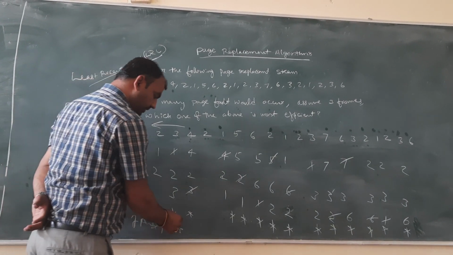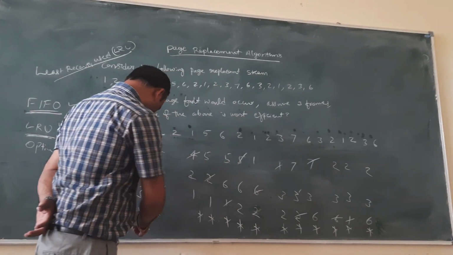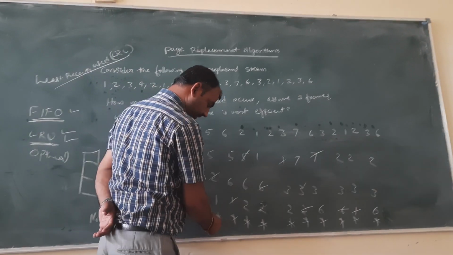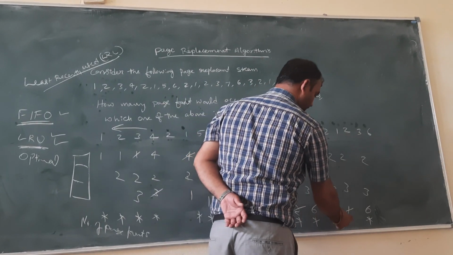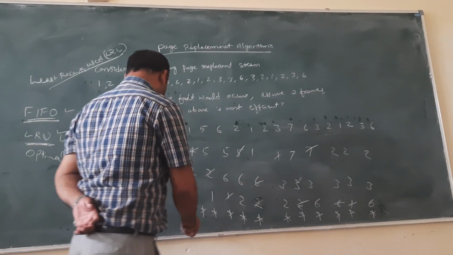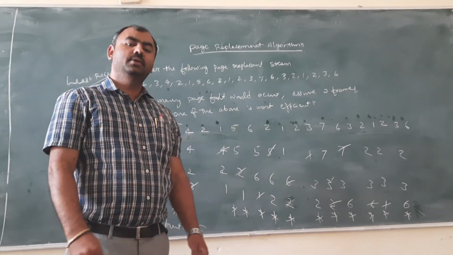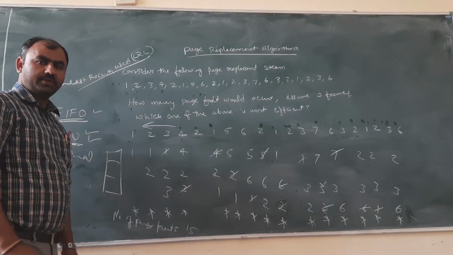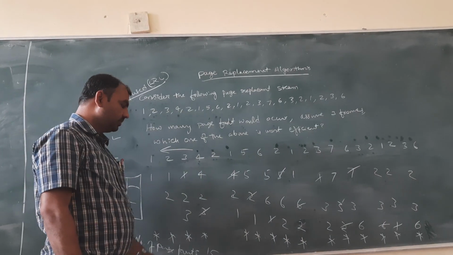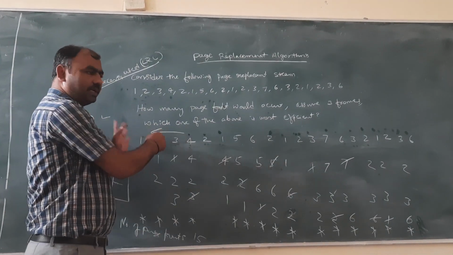So 1, 2, 3, 4, 5, 6, 7, 8. So 4, 5, 6, 7, 8, 9, 10, 11, 12, 13, 14, 15. Okay. Number of page parts, 50. You need not worry about how many page parts there are, just wait. So now I think you are clear that you just look backward, that's it.